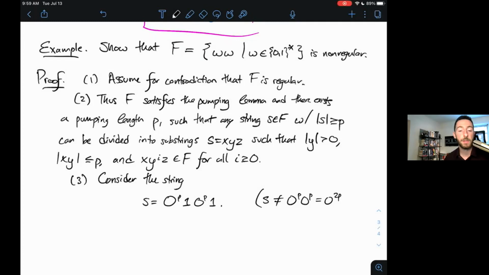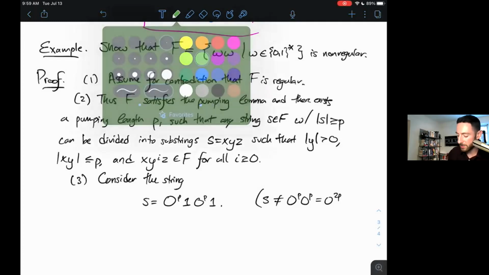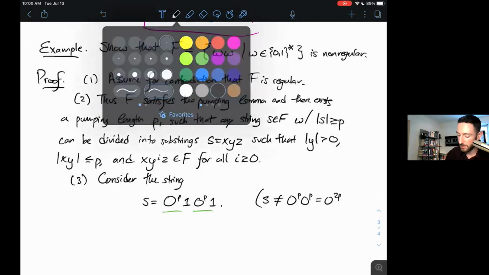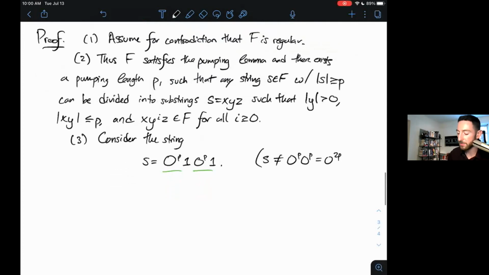Maybe it could be 01 repeated many times. Well, no, I still don't want to do one symbol. So in this case, when I picked S, I've tried to choose a string that meets the requirements of the language and seems to require counting. I need to count at least P zeros coming before a 1 and then match that again. So that's why I picked this string. And this string will work, but if you were doing this proof on your own, it would be totally reasonable to test out a couple of different ones and try to figure out one that worked for you.